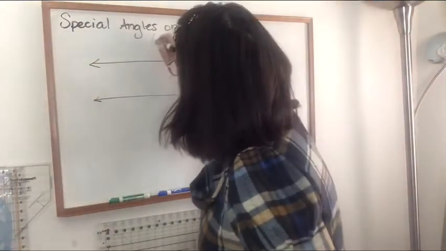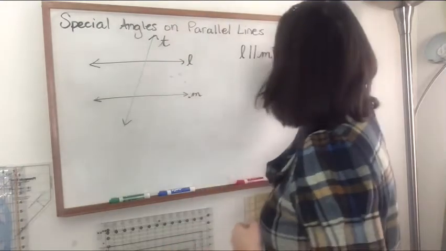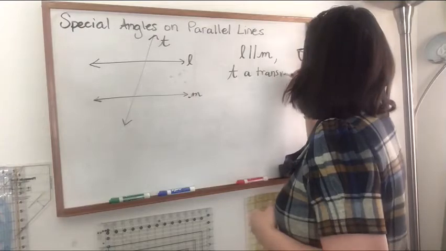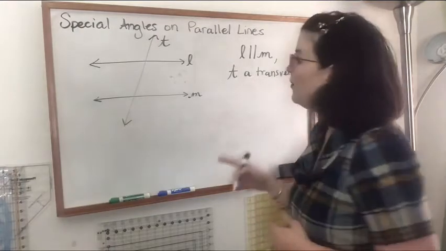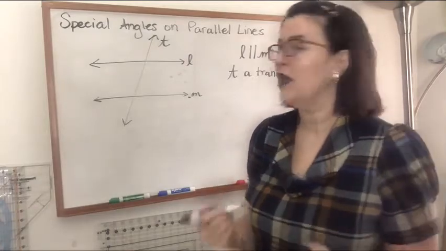I'm going to have a line cut through here. This is going to be my transversal, and I'm going to call it T. Transversal just means a line that cuts through. It's going to cut through both of my parallels, and what happens is it creates special angle relationships.